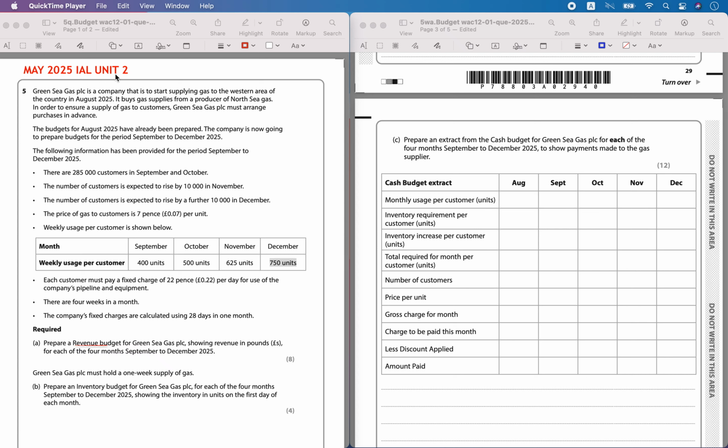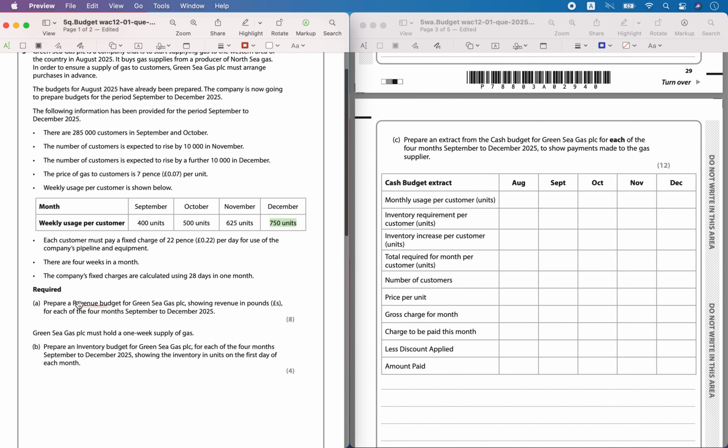Hello, today we are solving May 2025 IAL Unit 2 question number 5. Green Gas PLC is a company that is supplying gas to the western area of the country, and it buys and supplies gas from a producer called North Sea Gas.